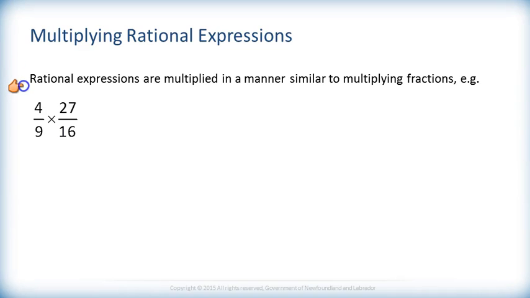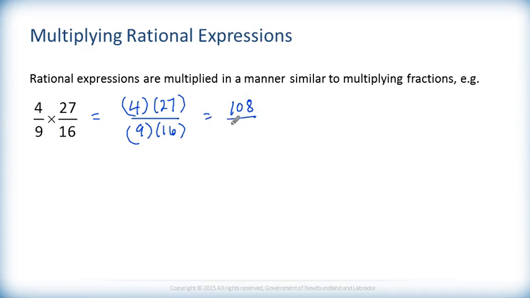Rational expressions are multiplied in a manner similar to multiplying fractions. So, for example, 4/9 times 27 over 16 is equal to 4 times 27 over 9 times 16, which gives us 108 over 144. Now that should be simplified. Not really difficult, I suppose, but it is a little difficult.